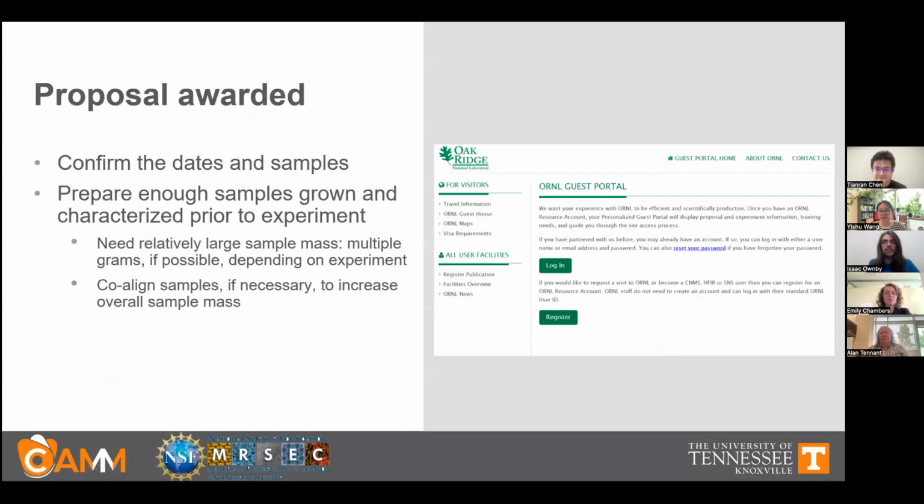Okay, so once you've submitted your proposal and the beam time has been awarded to you, you'll of course go into your guest portal to confirm the dates and the samples for your experiment. And then the next important step is to ensure that you have enough samples grown and that they're thoroughly characterized prior to your experiment. Depending on the kind of experiment, you'll need a relatively large sample mass. And if your samples are not that large, then you'll likely need to co-align samples if they're single crystals.